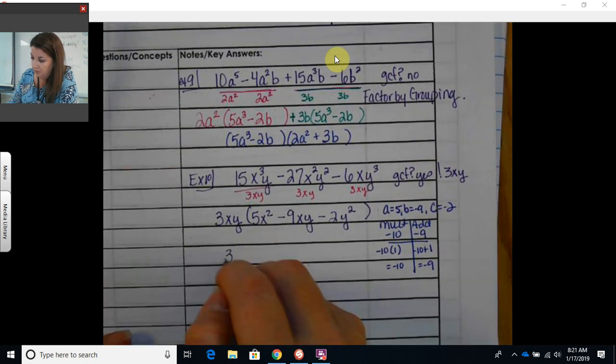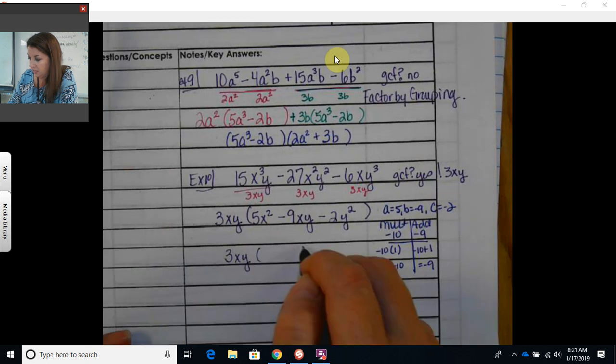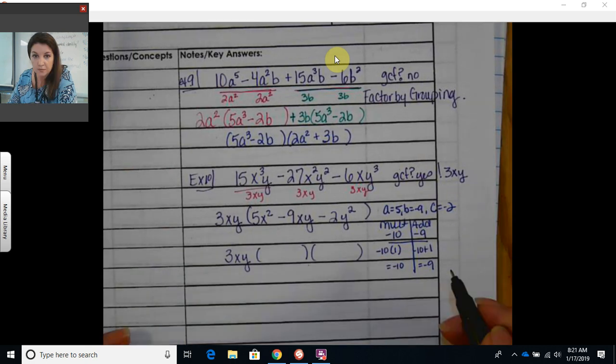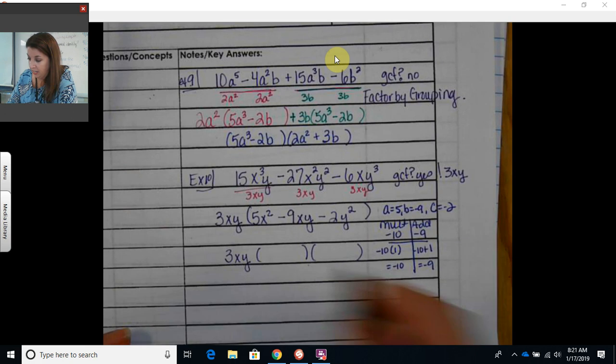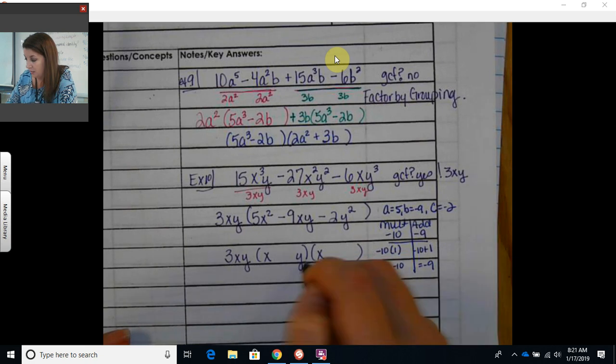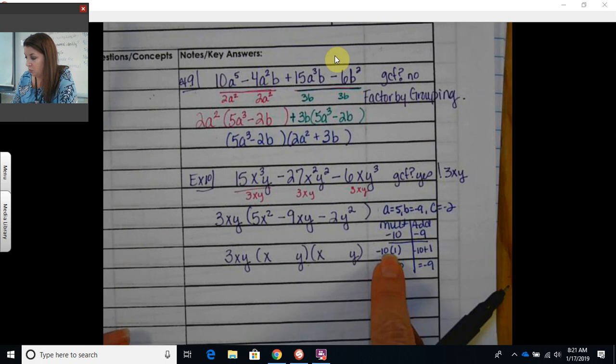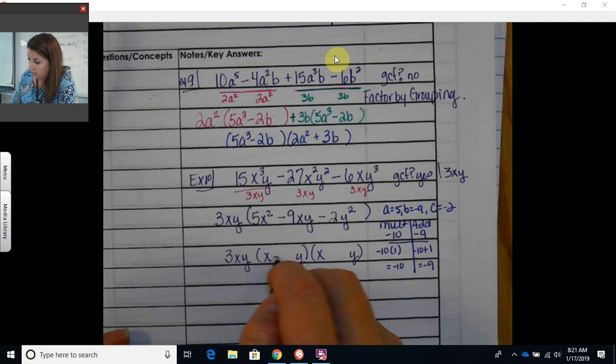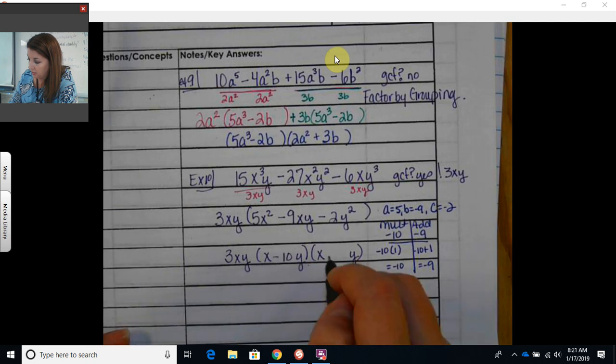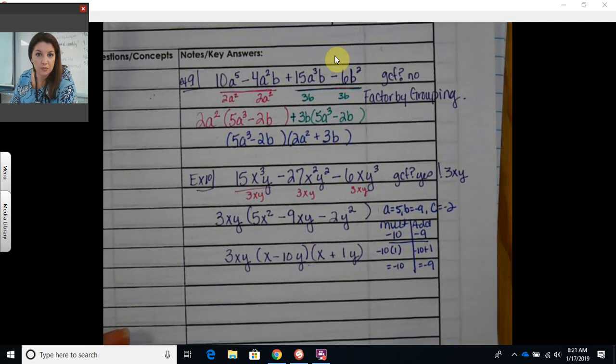So we have that GCF on the outside. Make two sets of parentheses. We'll put an x in the first set of each term, and we'll put a y in the second set of each term. And look at our t-chart for our numbers. So we'll do 5x minus 10y and 5x plus 1y, which we know we don't have to put the 1 there, but when we divide and slide it will probably make it less confusing.